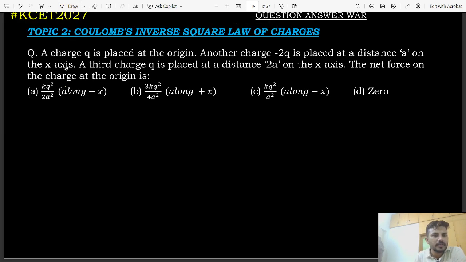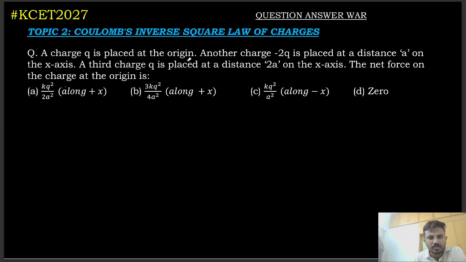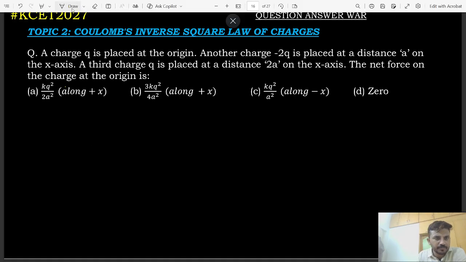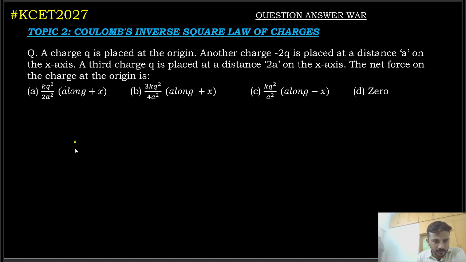A charge q is placed at the origin, that is x is equal to 0. Another charge minus 2q is placed at a distance a on the x-axis, and a third charge q is placed at a distance 2a on the x-axis only.